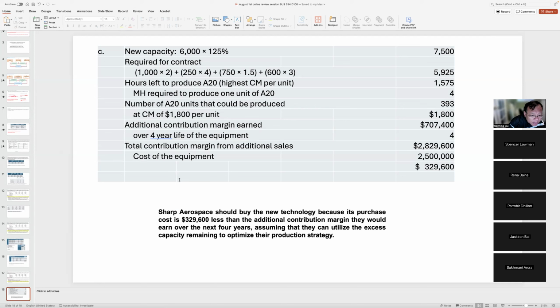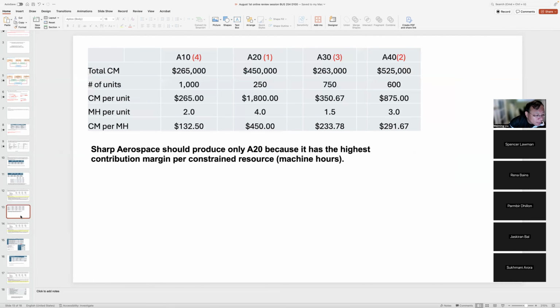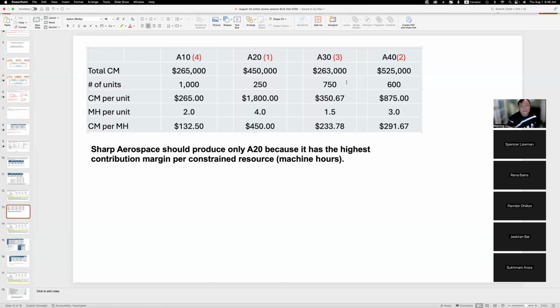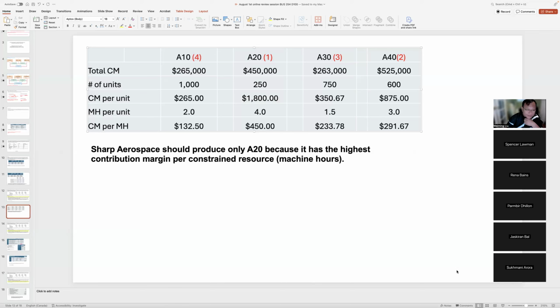Where does the contribution margin of 1,800 per unit come from? It's from the first part of the question. Here. So for this one ranked number 1, A20, you can see the contribution margin per unit is 1,800. So it is from the calculations in the previous sub questions. Any other questions?